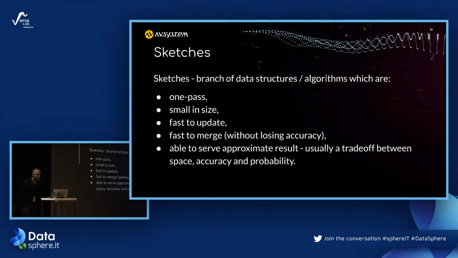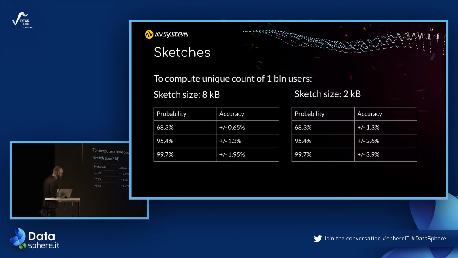How? Using sketches. Sketches are a bunch of data structures and algorithms which are one pass, which means that the algorithms need to touch only one item. If you have a stream, it needs only to touch one item to compute the final result. They are small in size, fast to update, fast to merge without losing accuracy, and able to serve an approximate result, usually a trade-off between space, accuracy, and probability. What does it mean, trade-off between space, accuracy, and probability? Well, the most general answer is the more space, the better accuracy, and the higher probability, the worse accuracy.